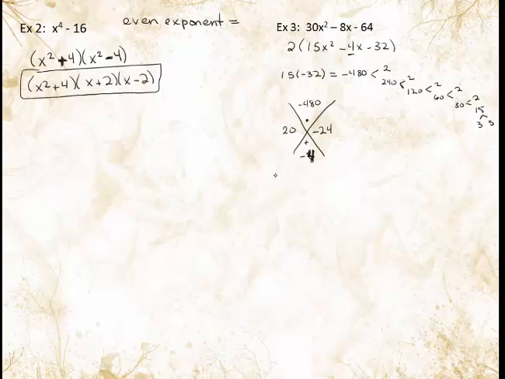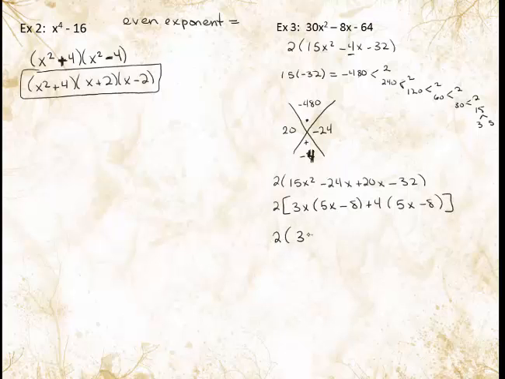So I'm going to take my 15x squared, that doesn't go away, minus 24x plus 20x minus 32. 15 and 24 have a 3 in common and an x. So 3x, and that leaves me with 5x minus 8. And 20 and 32 have a 4 in common. So I take out a 4, and I'm left with 5x minus 8. So I have 3x plus 4 times 5x minus 8.